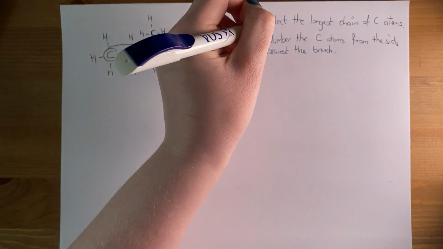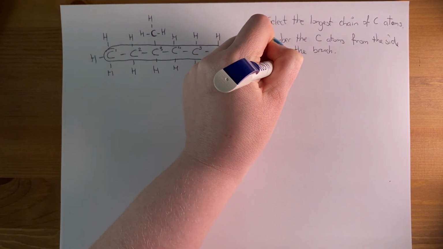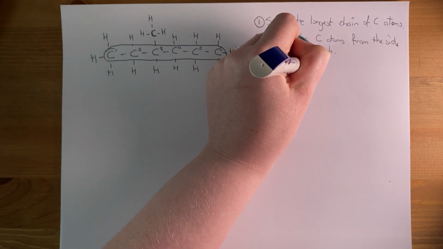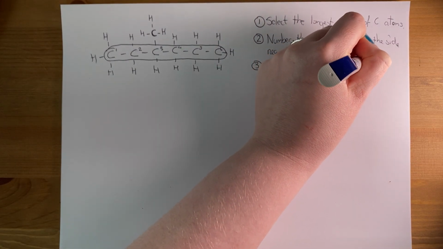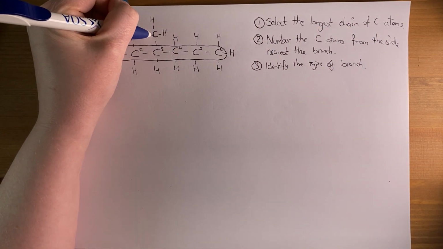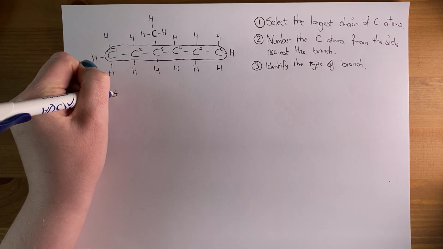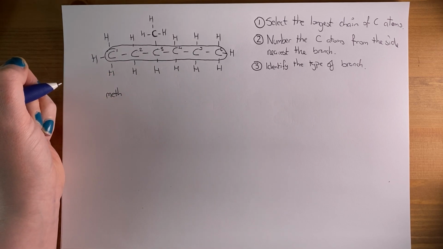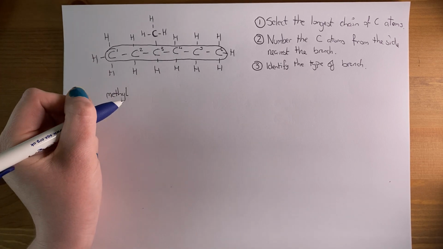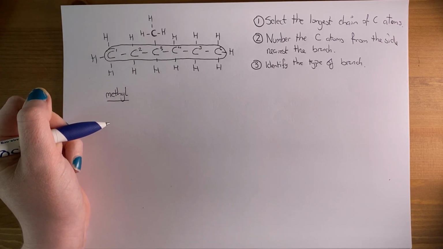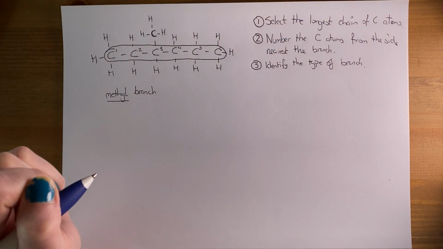Okay. I then want to identify the type of branch. There's 1 carbon in this branch, and we know the prefix for 1 is meth. If I have a branch, I add YL to the end of that prefix, and that means I have a methyl branch. That is the type of branch that I have, because there is 1 carbon in my branch.